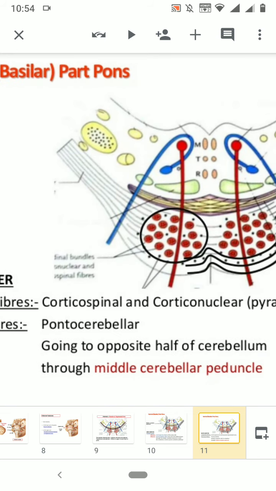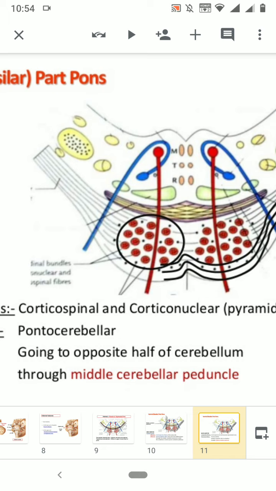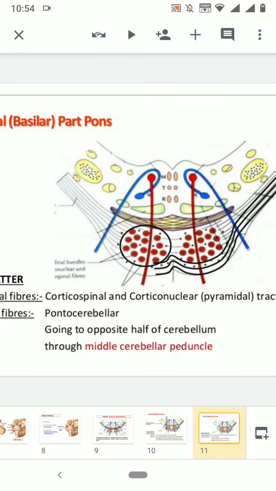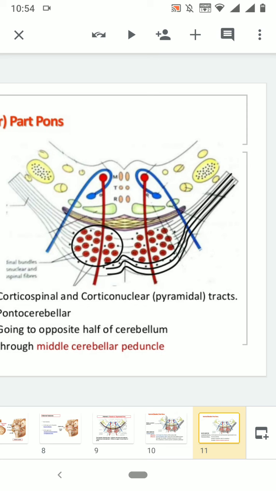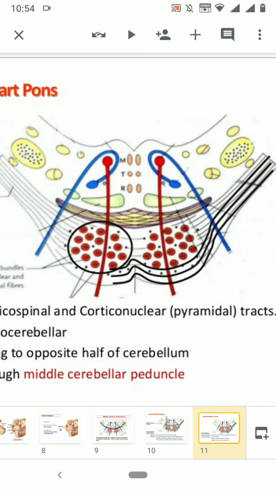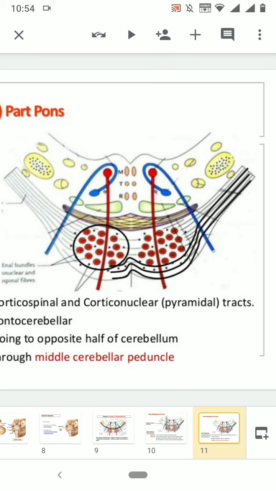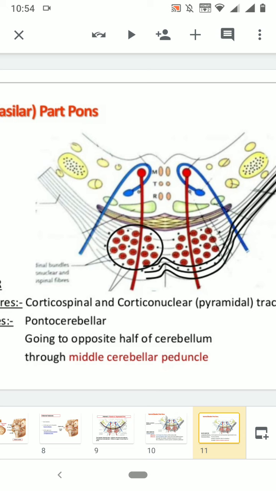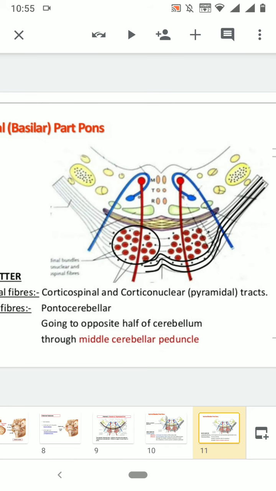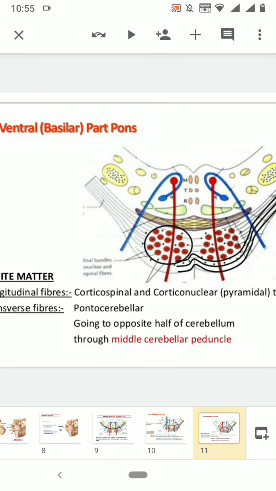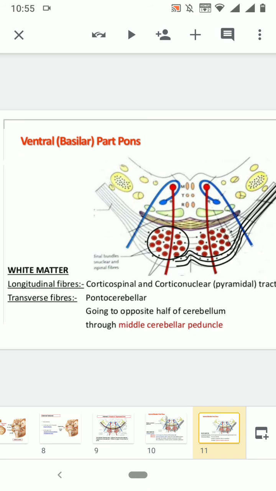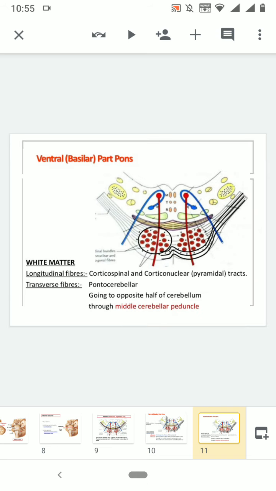They are the main motor fibers, and they are actually coming from the motor cortex of the cerebrum. And you also have the corticonuclear fibers, which are also coming from the motor cortex of the cerebrum, and they synapse or terminate in the motor nuclei of the cranial nerves. Like we have already talked about a motor nucleus of cranial nerves, that is the nucleus ambiguus. So they are coming from the cortex, and they pass through the pons. Thus they form the longitudinal bundle of fibers, which are motor fibers. So this is forming the basilar part of the pons.